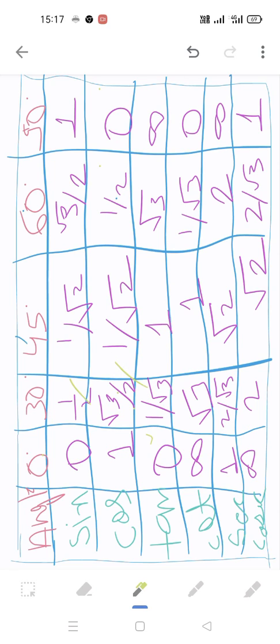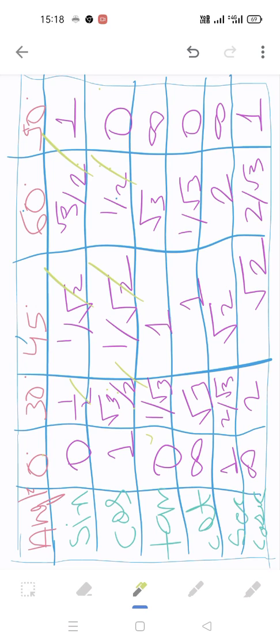What will be the final answer? 1 by root 3 will be your answer. Then 1 by root 2 divided by 1 by root 2: root 2 cancels, only 1 will be your answer of tan. Then root 3 upon 2 divided by 1 by 2: 2 cancels, root 3 is your answer. 1 is not written in the denominator, that's why we are not considering it.